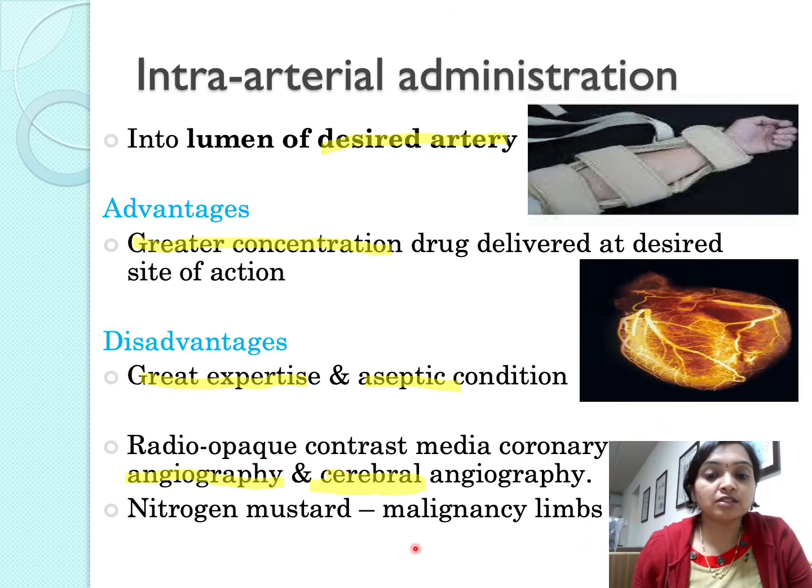One condition where this is used for therapy is in case of malignancy, nitrogen mustard, it is used for malignancy of limbs.